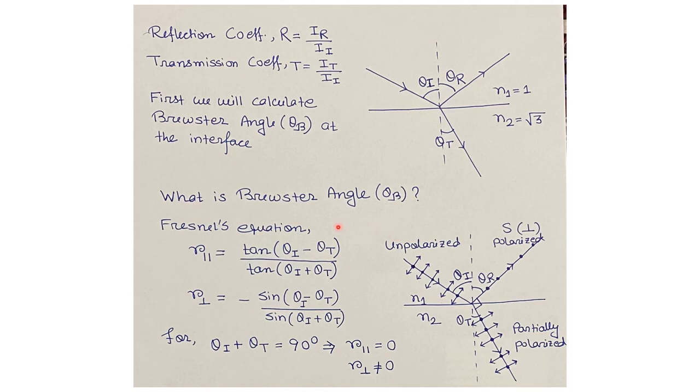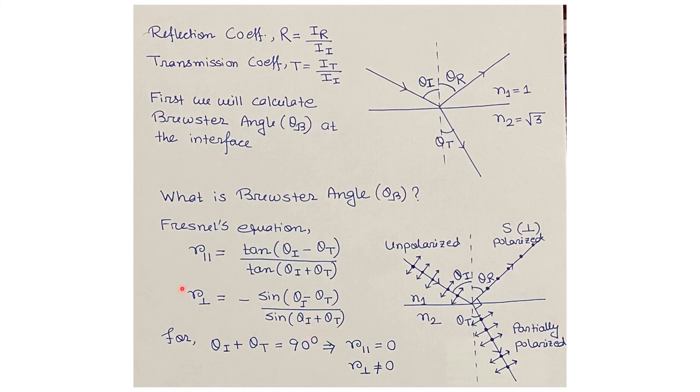So according to Fresnel's equations, the reflection coefficient for the P polarized, that is the parallel component, is tan of theta I minus theta t divided by tan of theta I plus theta t, and the reflection coefficient for the S polarized light, that is the perpendicular electric field to the plane of incidence, is minus sine of theta I minus theta t divided by sine of theta I plus theta t.